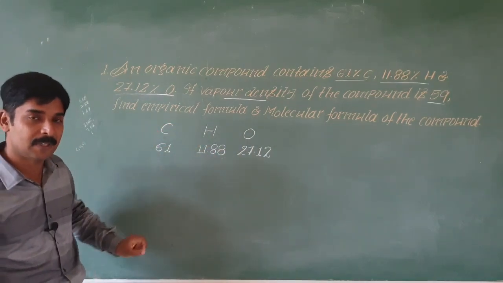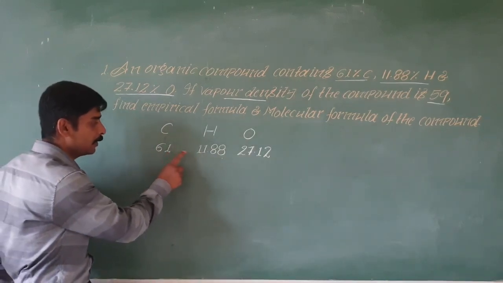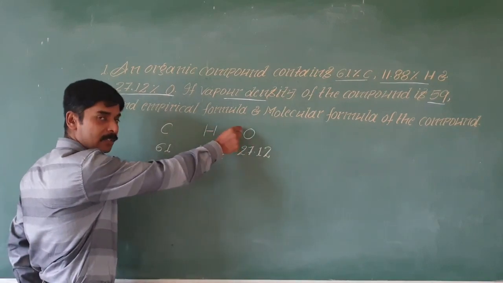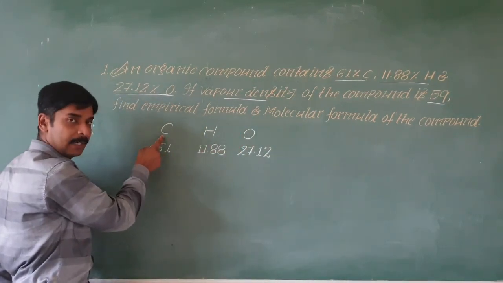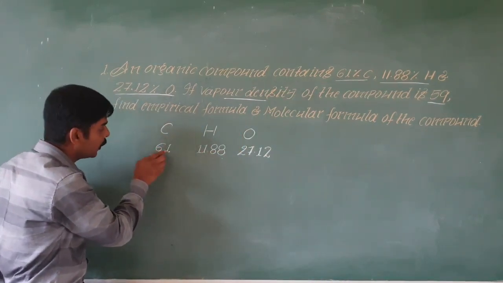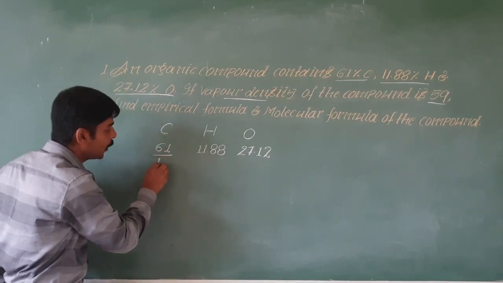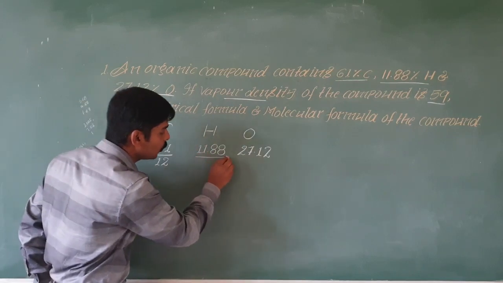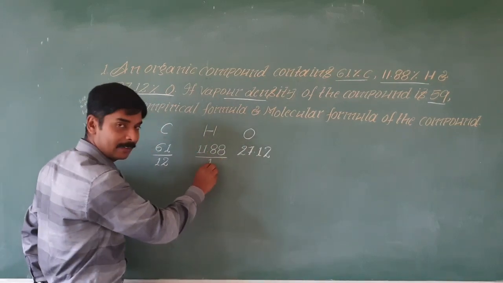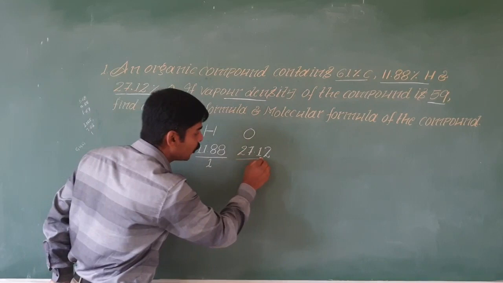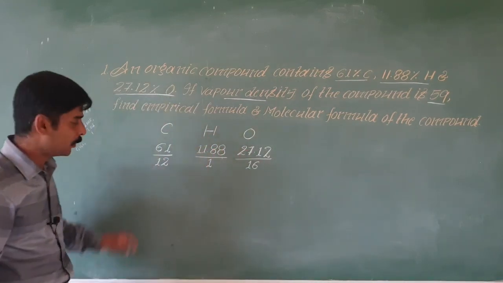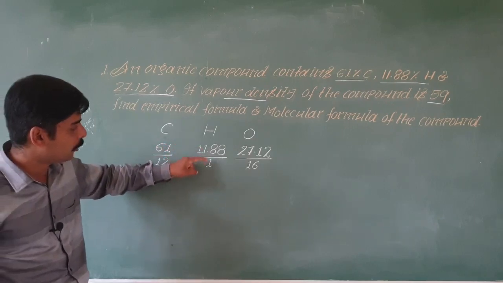And the third step is you must divide this number by its respective atomic mass. Carbon, its atomic mass is 12. So, divide 61 by 12. Hydrogen, its atomic mass is 1. So, divide this number by 1. Oxygen, its atomic mass is 16. So, divide this number by 16. So, divide the percentage by its atomic mass.